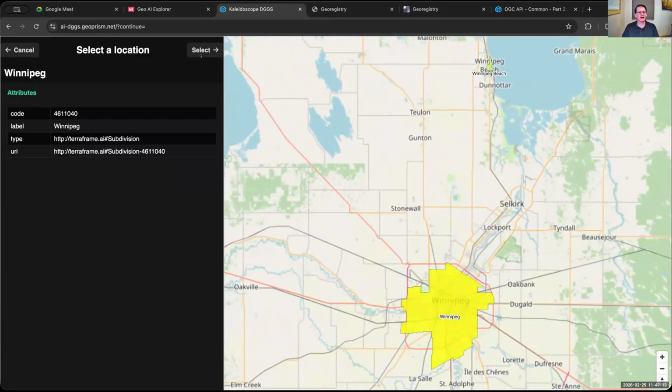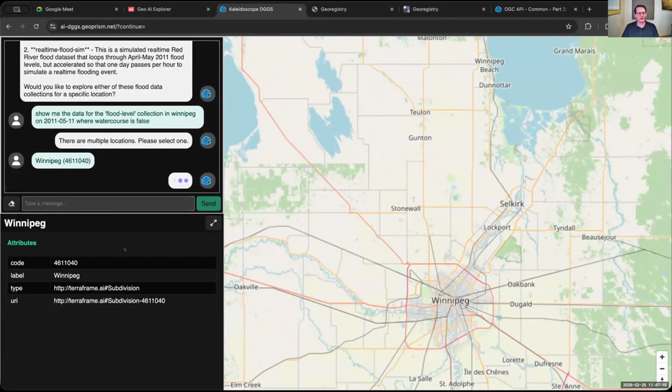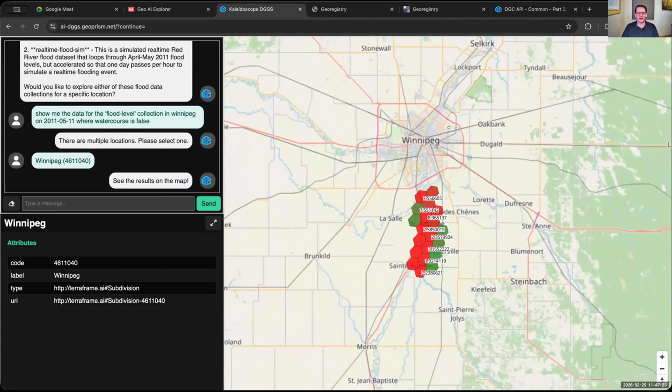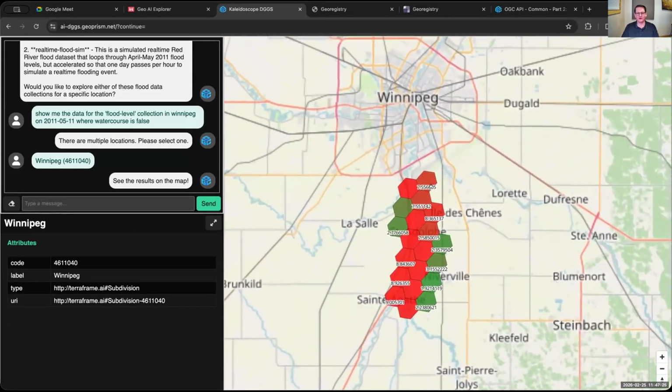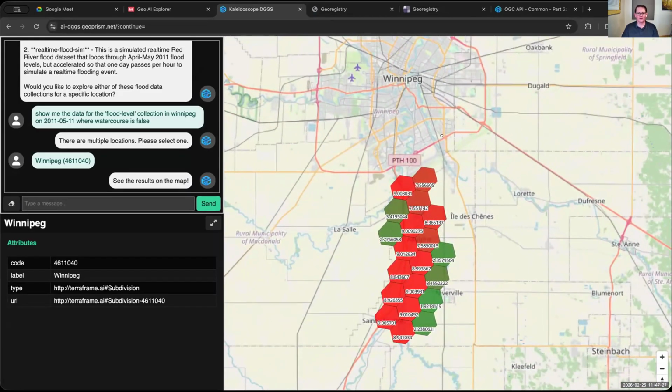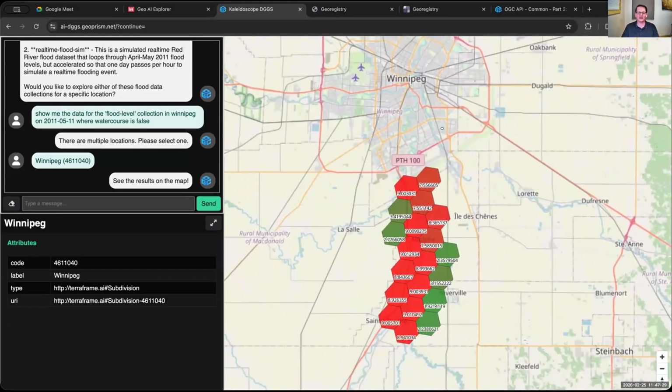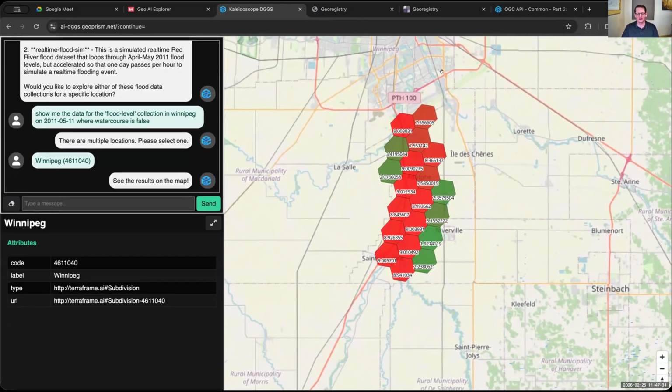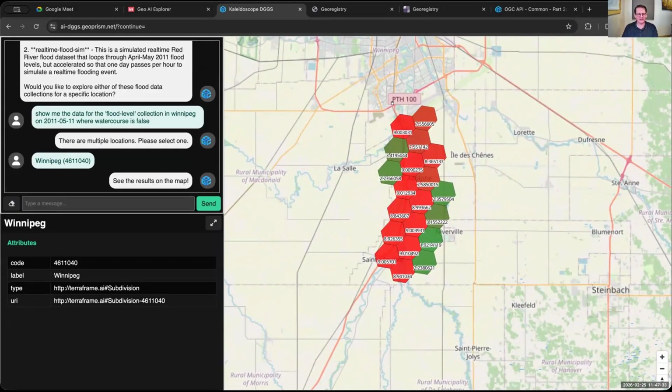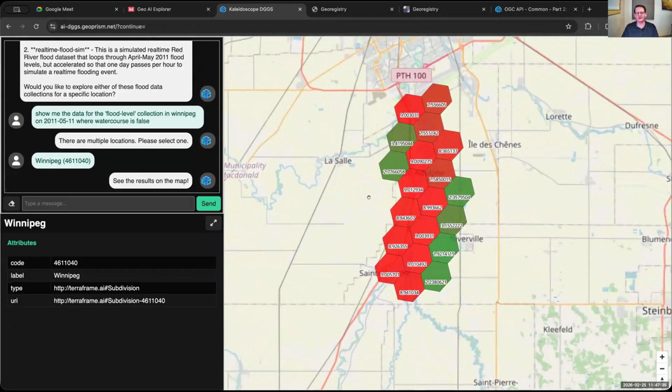Water course meaning where the water is not supposed to normally flow. And in the interest of time, you saw me click through right there. There was some ambiguity in my question. It says, well, we have two Winnipegs. We have Winnipeg on the coast, and then there's the city of Winnipeg. So I was given a list of options for disambiguation.